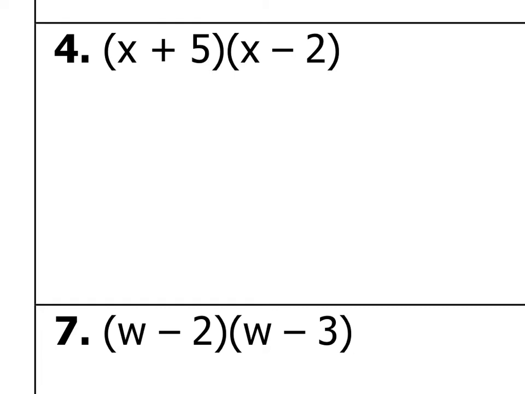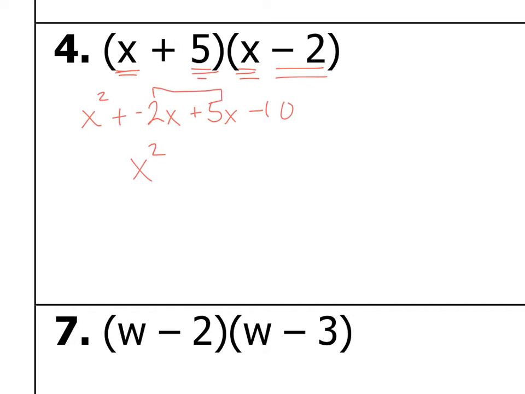My first terms, x and x, give me x squared. My outside terms, now I've got x with the 2, so this is negative 2x. All right, inside terms, here we go, 5 and x, plus 5x. And our last terms, 5 and negative 2, again, minus 10. You'll find that we will almost always simplify these two terms here. The first terms and the last terms typically will stay exactly the same. Here we've got negative 2 plus 5, that gives me a plus 3x. Bam, there we go.